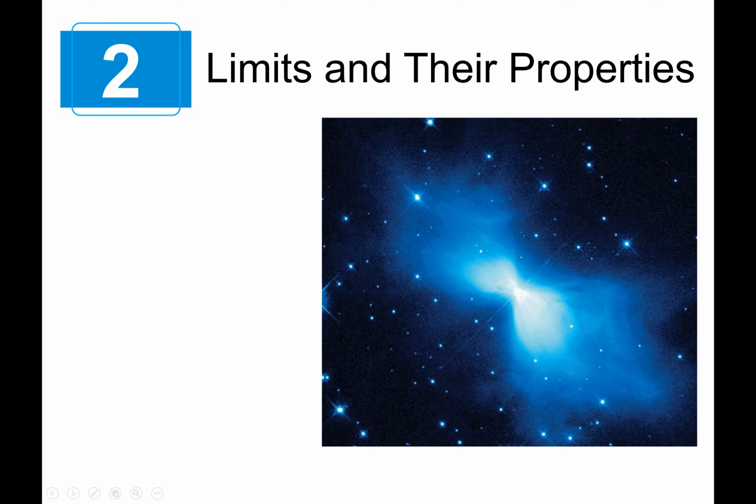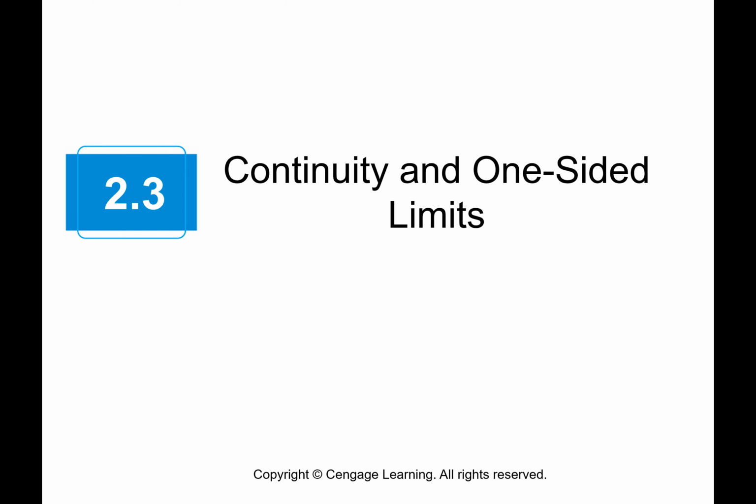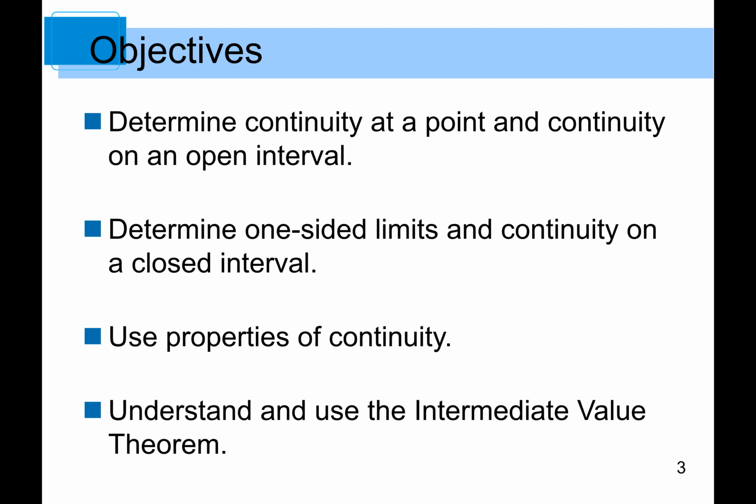Okay, let's continue on limits and their properties. In this section 2.3, we'll talk about continuity and one-sided limits. We're going to go over how to determine continuity at a point and continuity on open intervals. Determine one-sided limits and continuity on a closed interval. Use properties of continuity. Understand and use the intermediate value theorem.